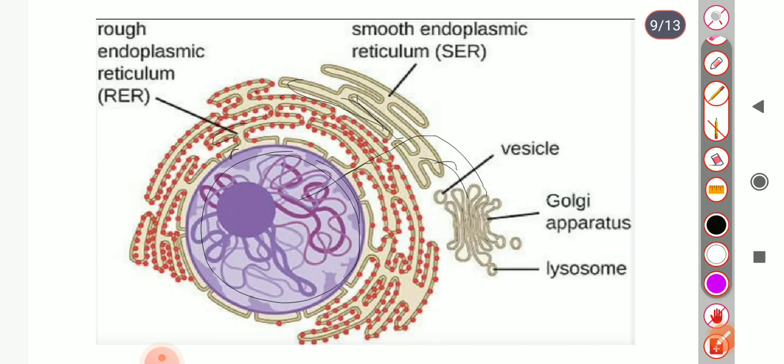These are the structures of endoplasmic reticulum. You can see the rough endoplasmic reticulum or RER, which has ribosomes present on its surface, and it continues to form the smooth endoplasmic reticulum outside the rough endoplasmic reticulum. These ribosomes are absent in the smooth endoplasmic reticulum, and these are vesicles, and these are Golgi bodies, and these are lysosomes. And endoplasmic reticulum is attached to the nuclear membrane.